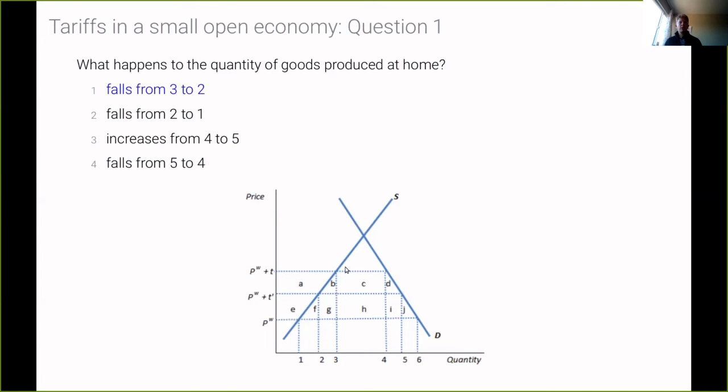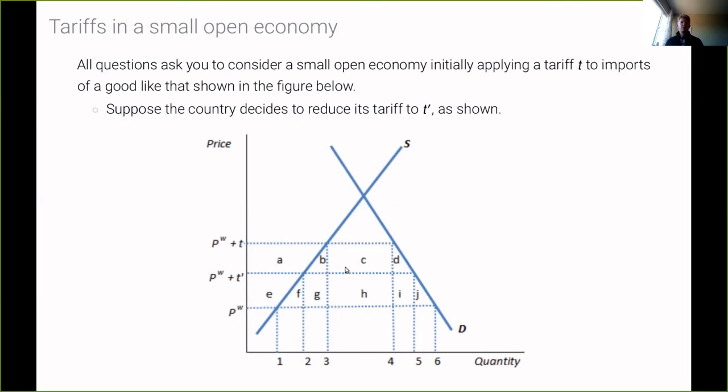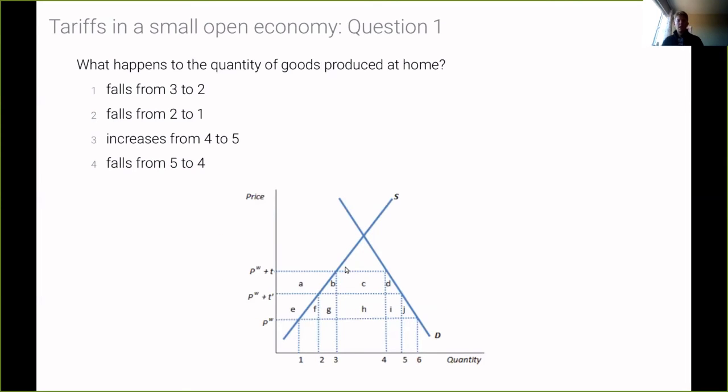Question 1 is: what happens to the quantity of goods produced at home? The lower price now induced by the lower tariff means that domestic suppliers are going to want to produce less. If domestic suppliers were initially producing a quantity of 3, they're now going to produce a quantity of 2. So the correct answer here is that the quantity of goods produced at home is going to fall from 3 to 2.